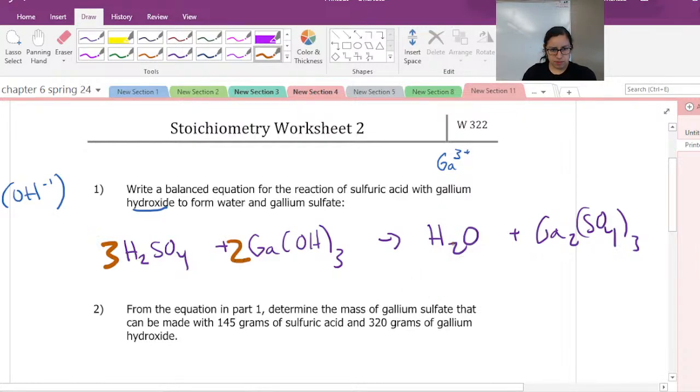And so now we need to balance our water, which sometimes I think of as HOH to help me balance. Okay, we have 6 hydrogens coming from our sulfuric acid, and 6 hydroxides coming from this, so I need a 6 there. Or I can tally it up: 3 times 2 is 6 hydrogens, plus 2 times 3 is 6, so 6 plus 6 is 12, and 6 times 2 is 12, so that works out. And then 3 times 2 is 6 oxygens.